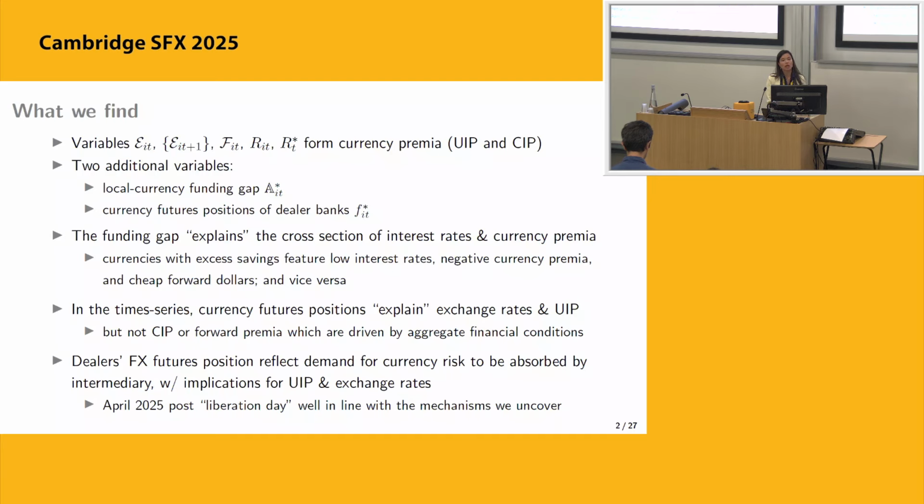And the reason why the dealer's futures position will correlate so strongly is because it reflects demand for currency risk, which needs to be absorbed by the intermediary, and the intermediary will absorb this by charging the UIP premia, and that will be associated with exchange rate changes.